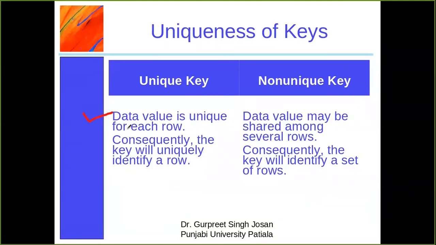So if it is a unique key, then the data value is unique, and consequently the key will uniquely identify a row. If the data value may be shared among several rows, that means more than one row has the same value, then this kind of value cannot be used to identify any row uniquely, and consequently the key will identify a set of rows. If I say Amit, and in my table there are two rows having Amit, then the result will be those two rows. So I cannot identify a unique row from the name itself. This is the property of uniqueness that should be there in every key.